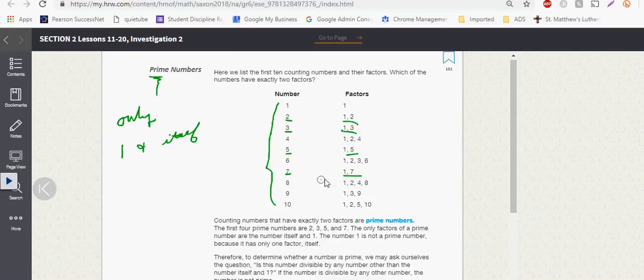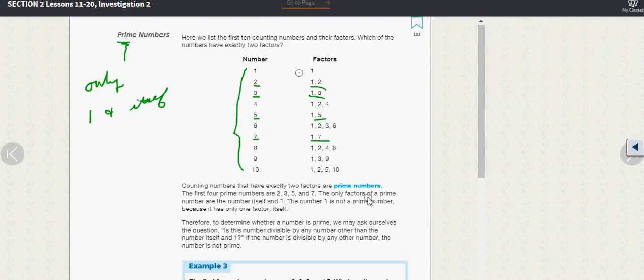Now another way to think of prime numbers is any number that has exactly 2 factors, no more, no less. Because then we remember that 1 does not count as a prime number. If the number is divisible by any other number, then the number is not prime.